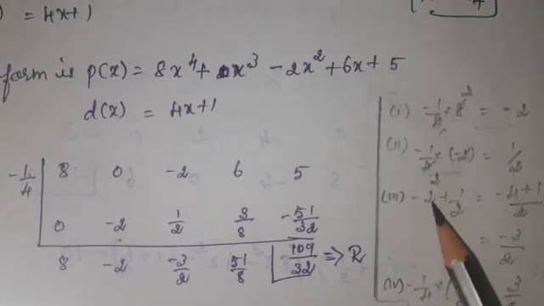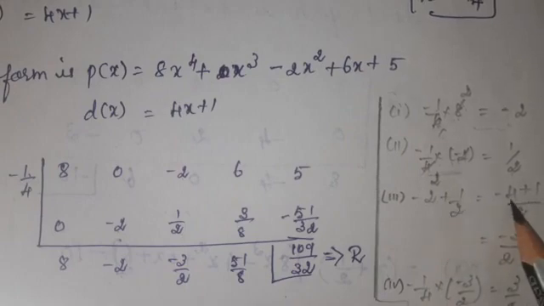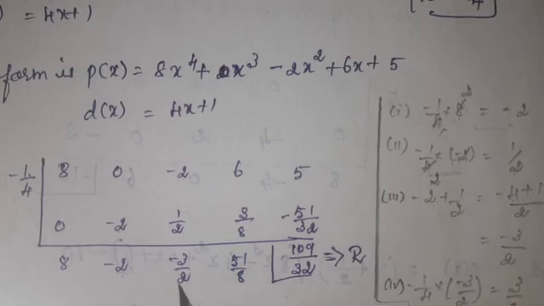LCM is 2. So 2 into 2, that is cross multiplication. Minus 4 plus 1. Minus 4 plus 1 is minus 3 by 2. That can be written here. Then after that you should multiply minus 1 by 4 into minus 3 by 2.